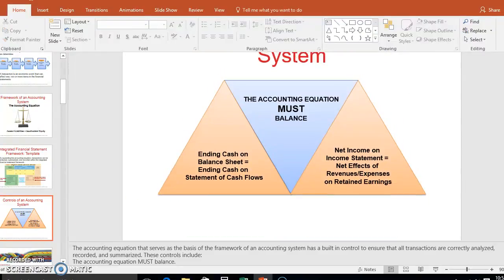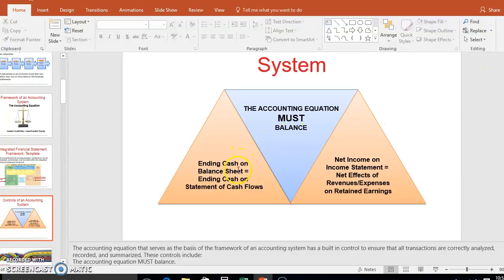Again, the accounting equation must be in balance. So the ending cash on a balance sheet must equal the ending cash on a cash flow statement, and we'll go into a little bit more of that later. And then net income on the income statement. Net income is the income that you're able to keep after your expenses have been paid, which is different from revenue. Revenue is everything that you make. Net income is just what you get to take home after your expenses have been paid. Okay, so that is the net effect of revenue and expenses.